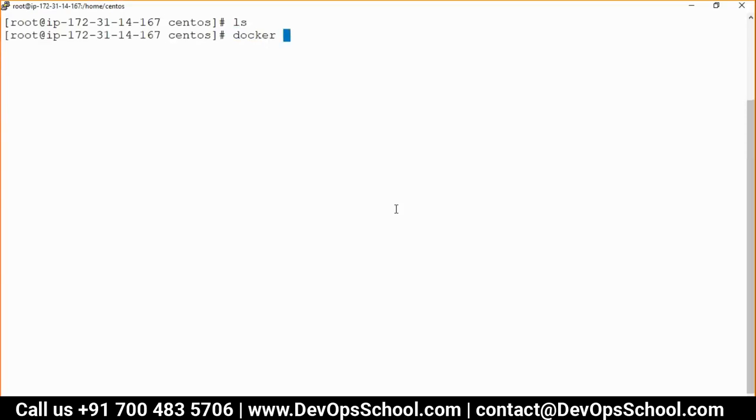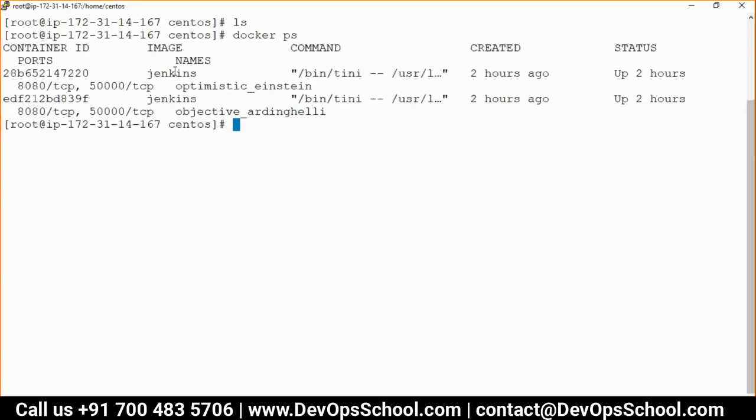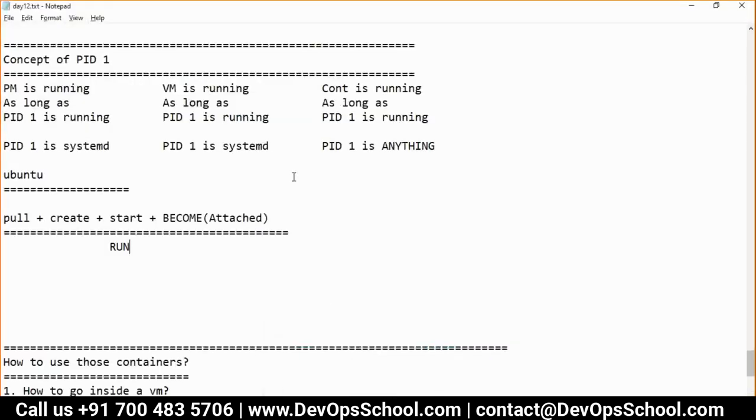First thing, why is this container running? Why is this container running? I said the container is running because of PID1. Now the question is, what is PID1 for the container?